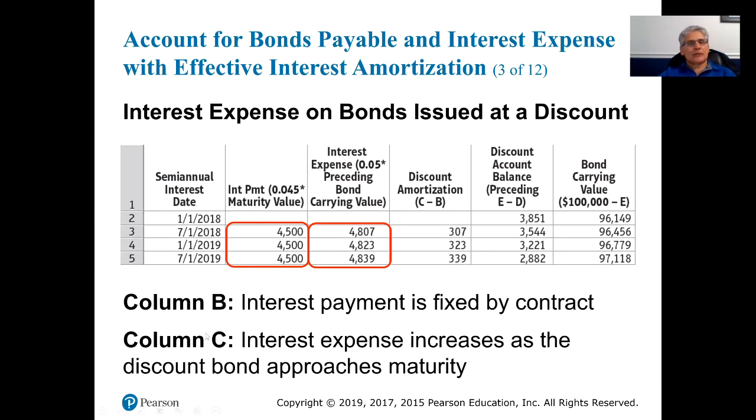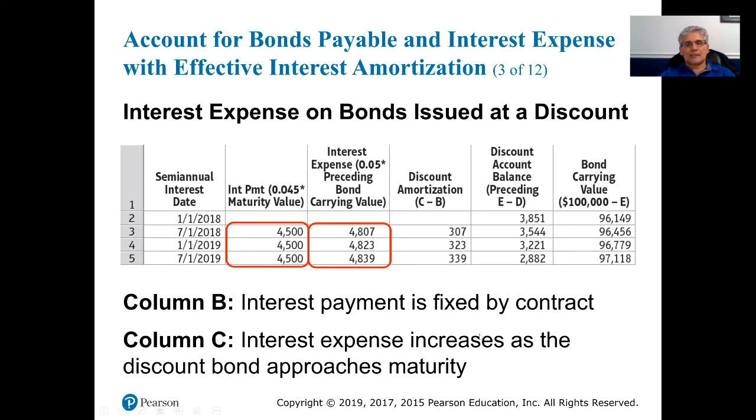So let's note here, column B is fixed. It's fixed by contract. That's written in the bond indenture. That's the details to the contract. You can't modify the payment, because you can't modify the interest rate, the stated rate can't be modified, and the par value can't be modified. So the payment is fixed. It will not be changed. Interest will adjust based upon the carrying value.